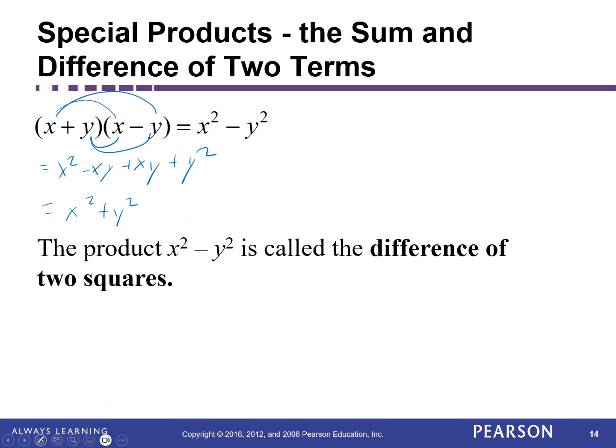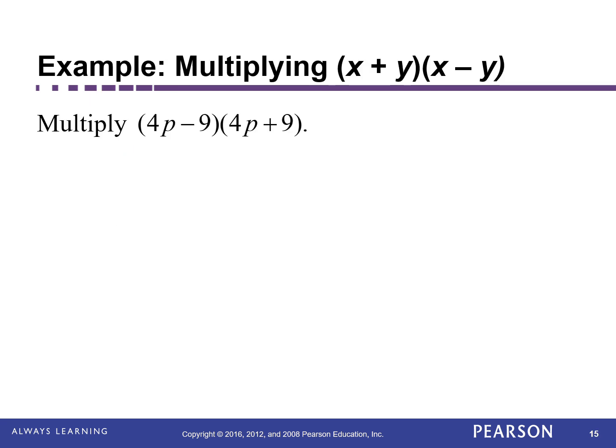Watch me make an error on film. It happens. It's going a little fast. Y times negative y is negative y squared. Be careful with those negatives. They can sneak up on you even if you think you're doing well. So I get x squared minus y squared. There it is. All right, that's called the difference of two squares.